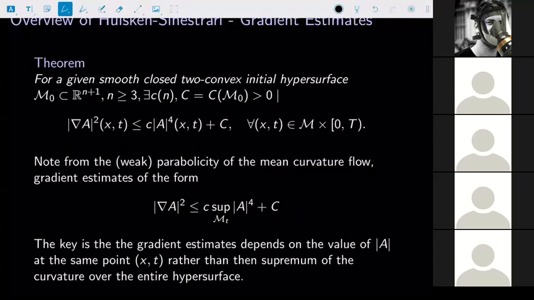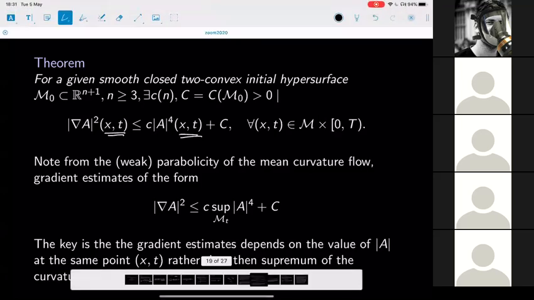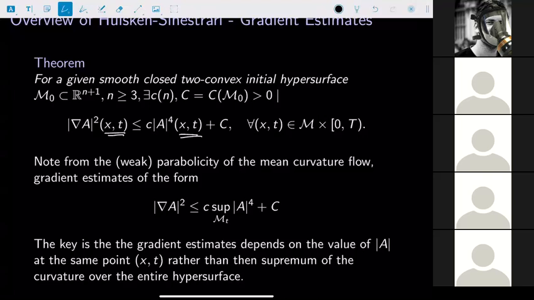And actually, what you really want is not even the cylindrical result. You want the gradient estimate. This gradient estimate is the important part to imply surgery. If you have a smooth, closed, two-convex initial hypersurface M0 in R^(n+1), then you can show a pointwise gradient estimate for A, where you compare the gradient of the mean curvature at the point x,t with the norm of the second fundamental form to the power 4, a power required for scaling, at the same point.